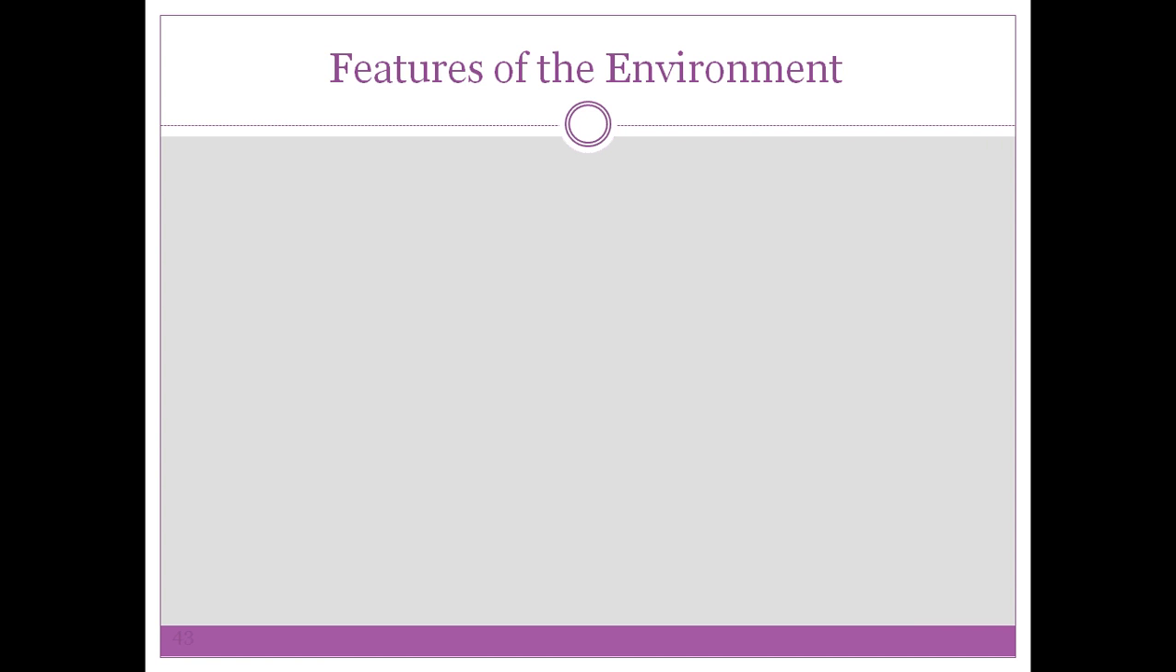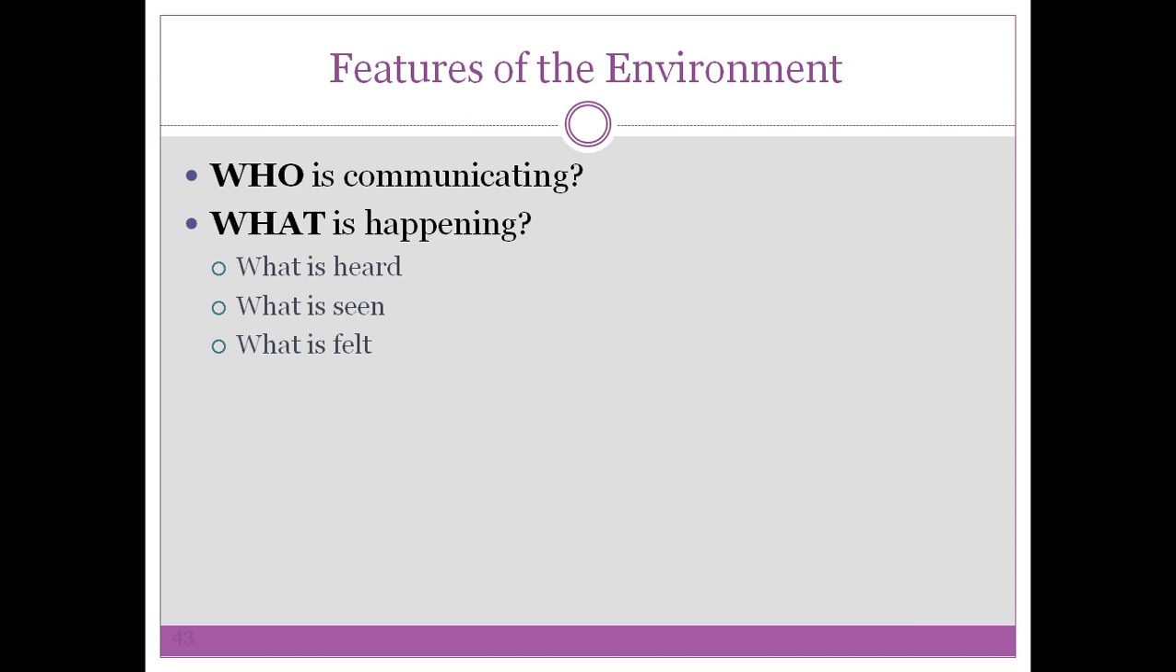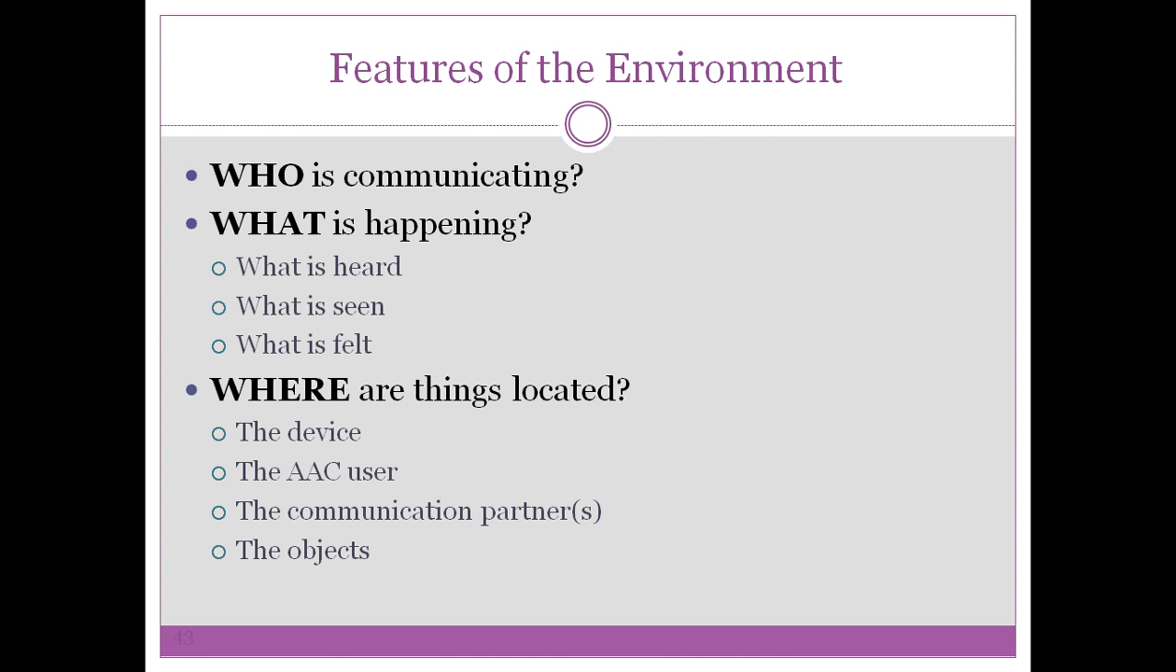Okay, so we have finished functions of communication for now, and we'll get into environment. So environment is how and where we communicate, right? When you think of the features of the environment, you need to think about who is communicating, and we're not just talking about the user. You're talking about everybody around them. What is happening, what's being heard around, what's seen, what's being felt around, and where the things are located.